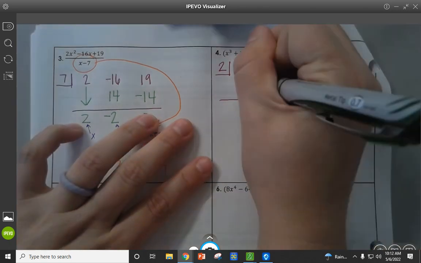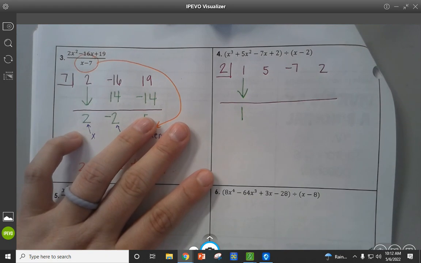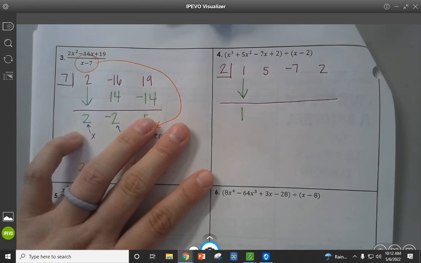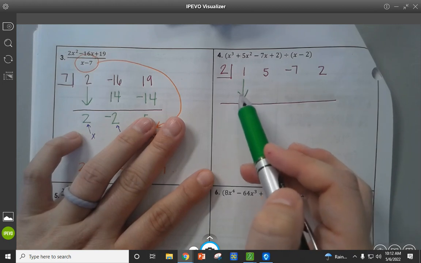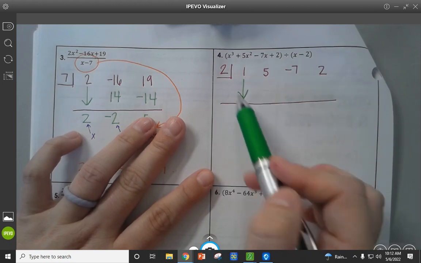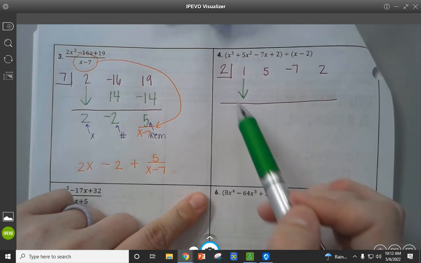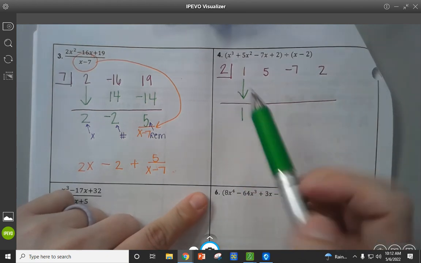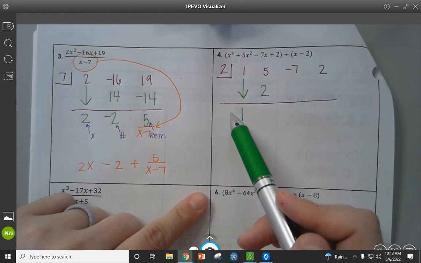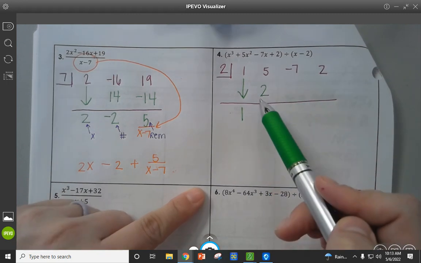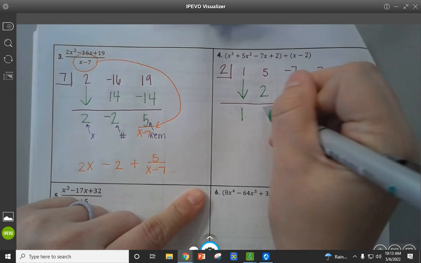First, bring down the first number, that 1. Draw an arrow. Get in the habit of drawing an arrow because if you don't, you're going to put that 1 right there. Get in the habit of drawing an arrow down. 2 times 1 is 2. So multiply, add. What's 5 plus 2? 7.